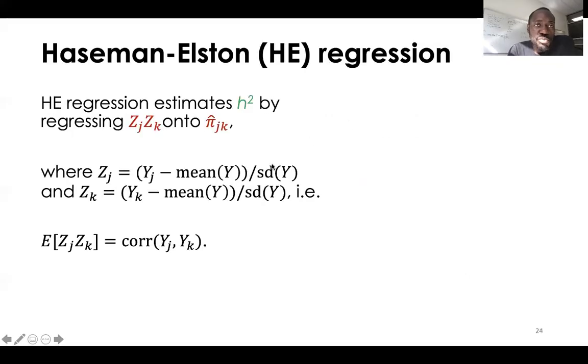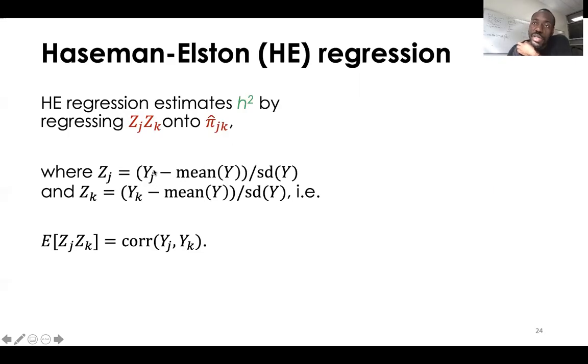So let's start with the Haseman-Elston or HE regression method. This is a regression method in the sense that it directly tries to estimate heritability by regressing some quantity on another quantity. The first quantity, which is called Zj, Zk here, is exactly the product for all pairs of individuals in the sample. So for individual J and individual K, for all those pairs, we calculate the Zj as follows.